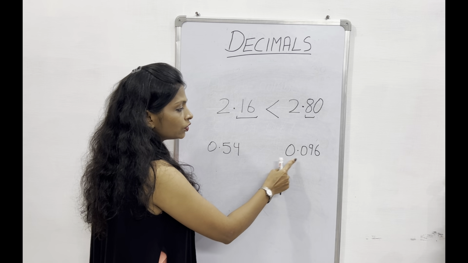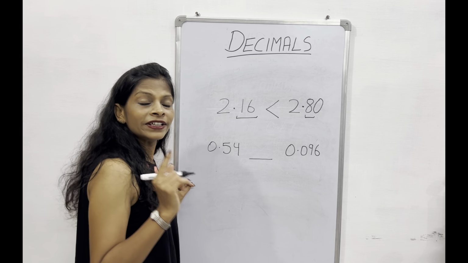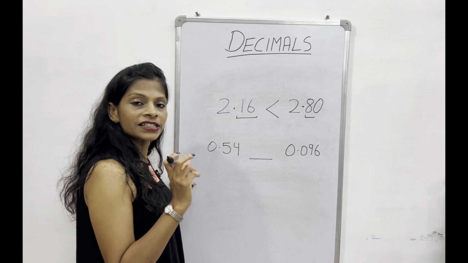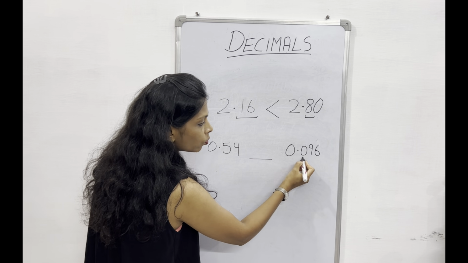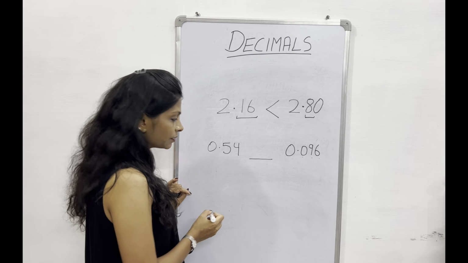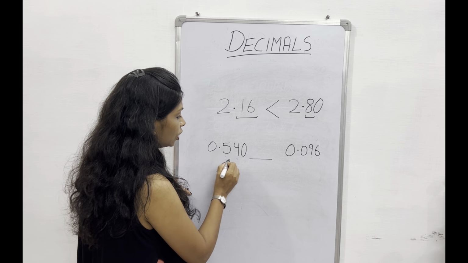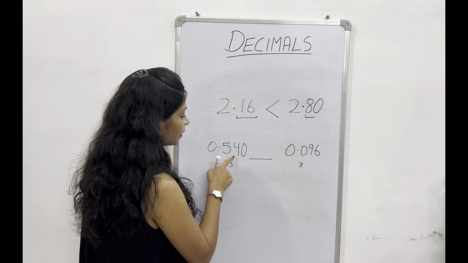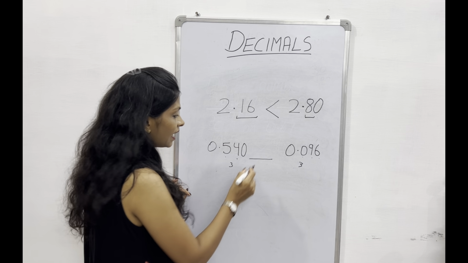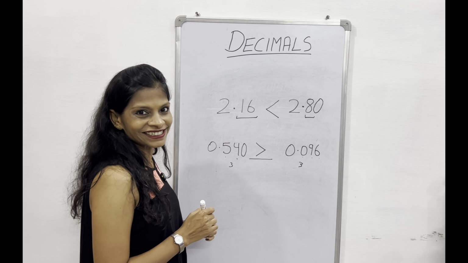0.54 and 0.096. Which one is bigger? Again, always make the number of digits after the decimal same so that there is no confusion. Here I have 1, 2, 3 digits after the decimal, and here I have 2 digits after the decimal. I will put a 0 here to make the number of digits 3 on both sides. Now I can clearly see that 540 is bigger than 96, and that is why 0.54 is bigger than 0.096.